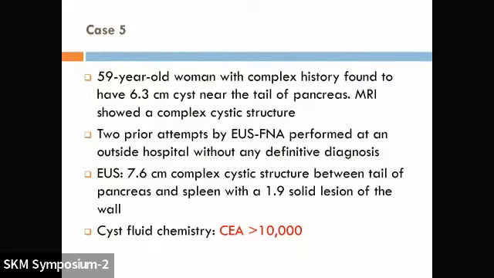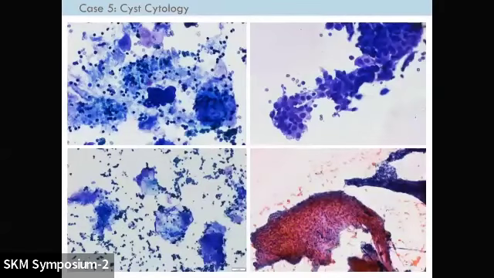However, the most concerning thing was that the cyst fluid chemistry showed CEA levels of greater than 10,000, which was highly concerning. These are the cytological images from the cytological smears. In this image, you will note a couple of things. First, there is presence of some lymphoid elements in the background, along with cellular debris. However, you cannot make out the type of epithelium seen here.